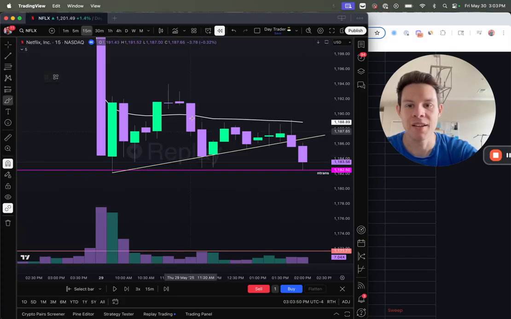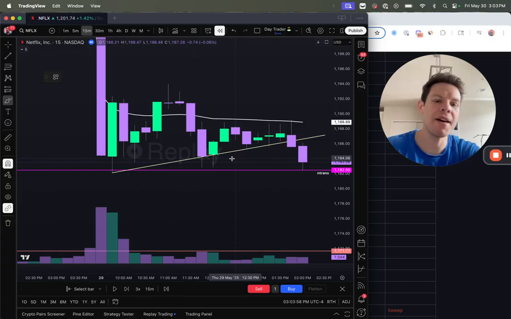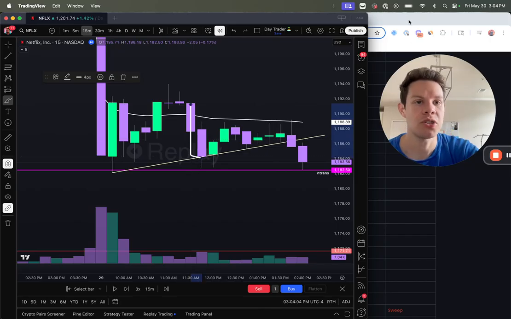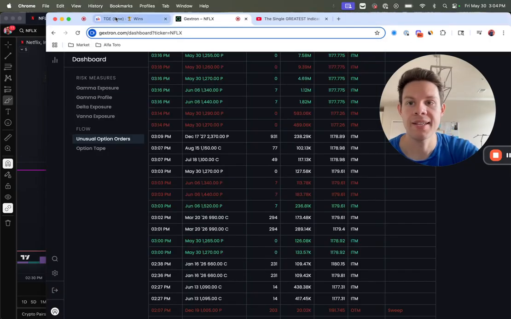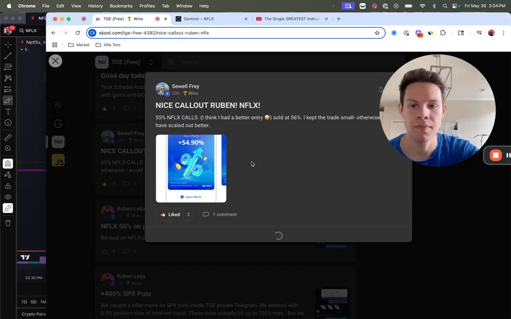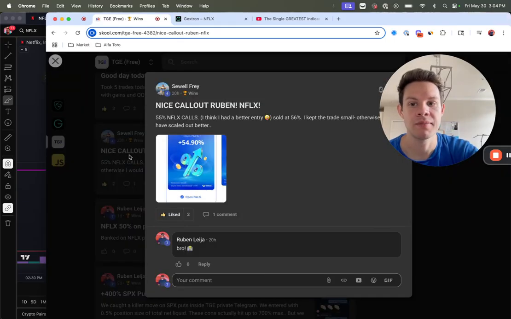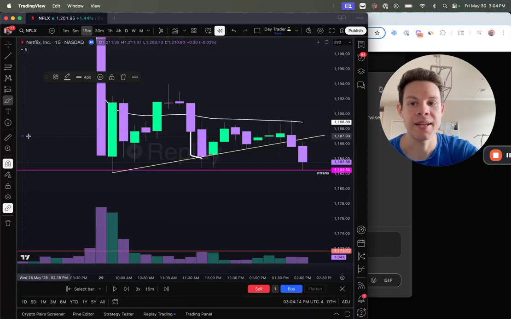That was it. This is about, what is this, 1189 all the way near 1184. So it's about a 5 or 6 point drop, right? This was enough to score this 54% return. And that's it. Okay? The VWAP is a really helpful tool for intraday trading.